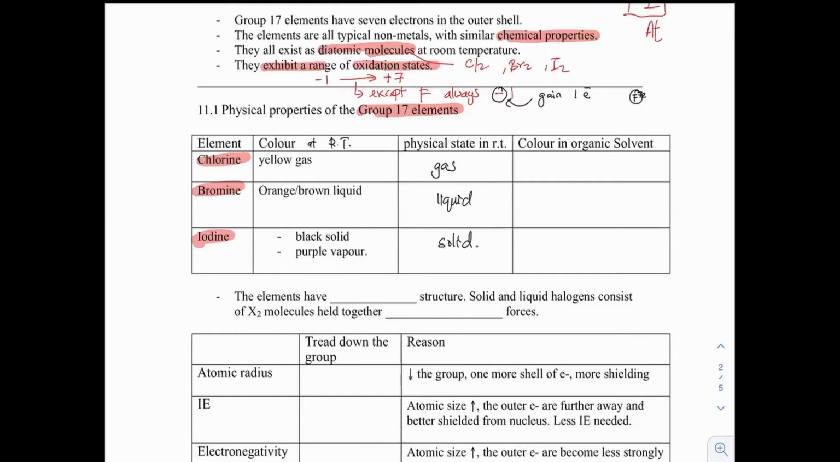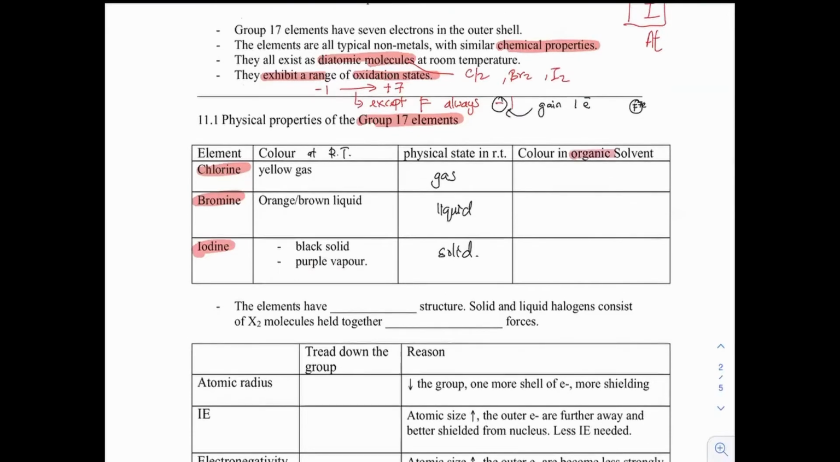And what about the color in organic solvent? I'm sure you have done something like that in your practical, but you might have forgotten. Now let's say I add bromine, this is your liquid bromine. And you add another layer of an organic solvent, such as CHCl3, chloroform. The moment you have added it in, you shake this, and eventually it will form two layers. So what will be the color of the organic layer?